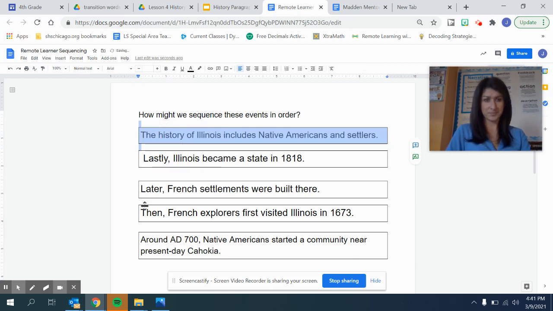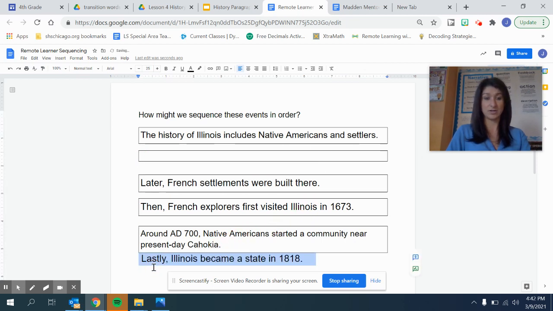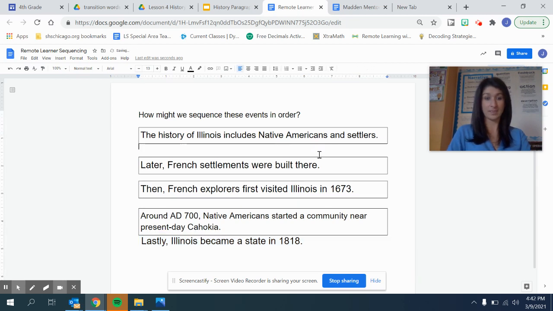All right. Lastly, Illinois became a state in 1818. That is a really big clue to me, having that transition word lastly, that this is probably going to be our last bullet point. So I might want to just transition this down there already. Oh, looks like my box didn't go with it. That's okay. The history of Illinois includes Native Americans and settlers.